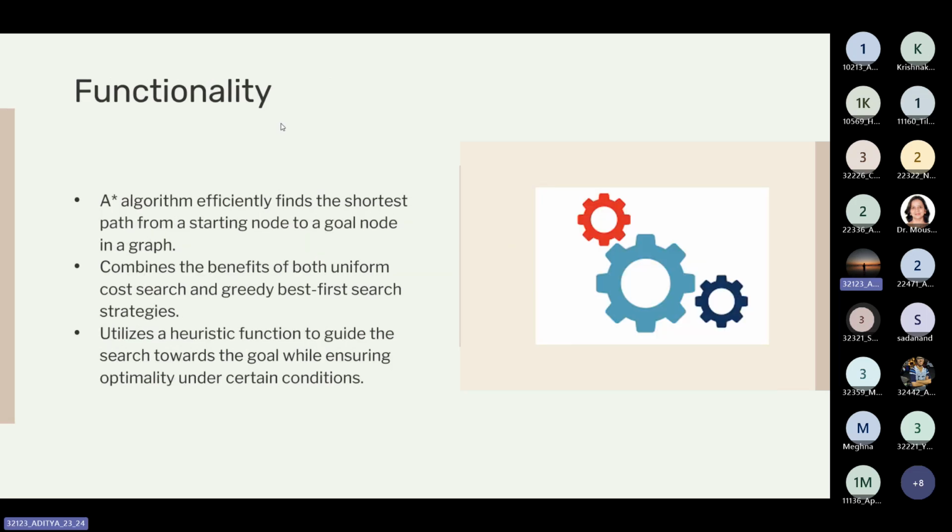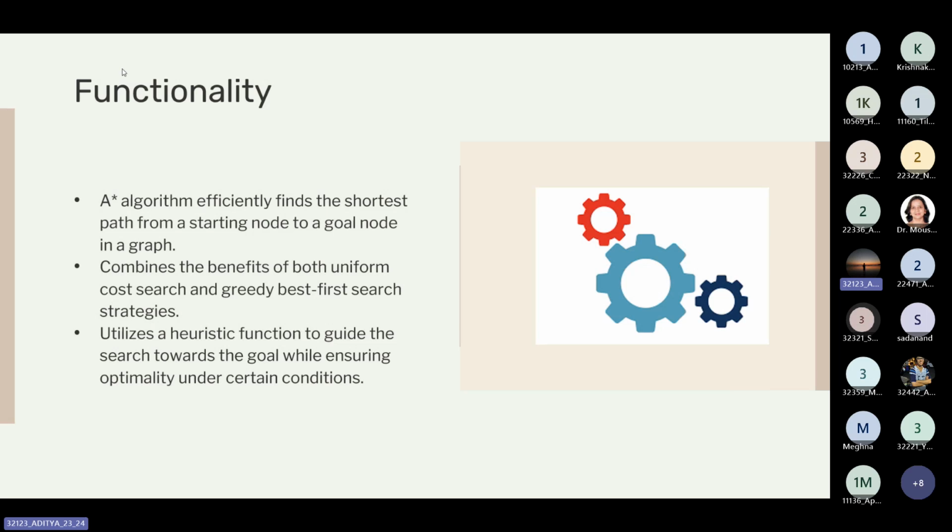Let's look at the functionality of the A-star algorithm. The A-star algorithm efficiently finds the shortest path from a starting node to a goal node in a graph. So whenever we want to traverse a graph and get from point A to point B, the A-star algorithm finds the most efficient path, looking at the cost to get to the middle node and also the cost needed from the middle node to the end node. It combines the benefits of both uniform cost search and greedy best first search. The A-star algorithm also utilizes a heuristic function to guide the search towards the goal while ensuring optimality under certain conditions.